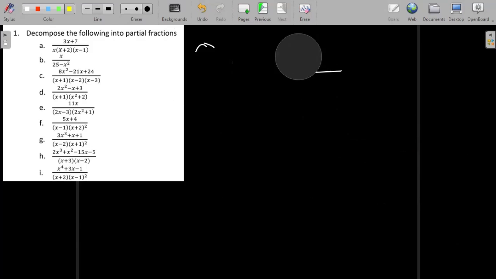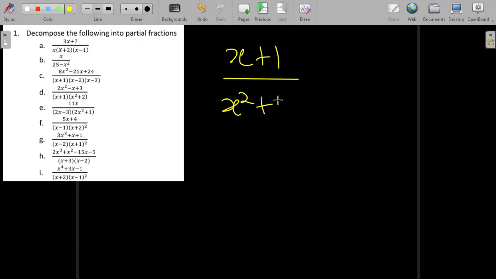If you look at the degrees of the numerator and the denominator, and the degree of the numerator is less than the degree of the denominator, then you can go on and decompose your partial fractions. For example, if I have x plus 1 on top, and in the denominator I have x squared plus maybe 5x, we see that the degree in the denominator is greater than the degree in the numerator. So we can decompose this. Once you go through the first step, your focus should shift to the denominator.